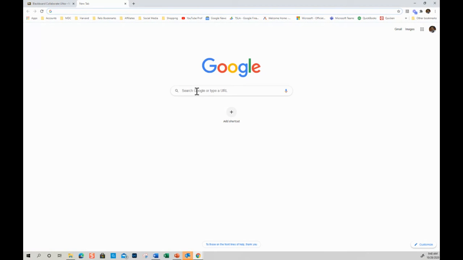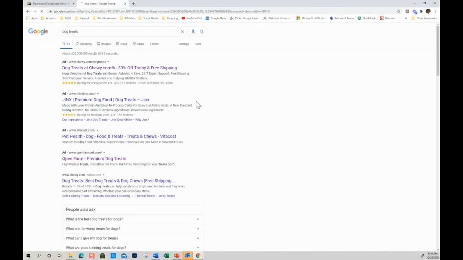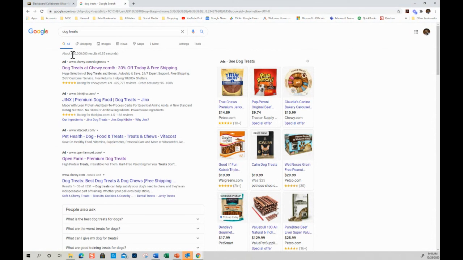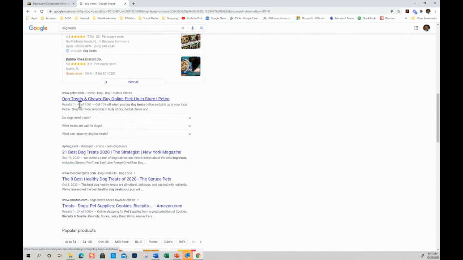Okay, I'm going to type, we can do dog treats. So this is the ads, right? This is your paid advertising, and these are your displays. So this is also paid. You can see it here because it says ad. Whenever it says ad or the word sponsor, it means that it's paid. Now, if you keep going down, this is not paid. This is the organic results. The ones that don't say paid or sponsor, anything like that, those are organic results.